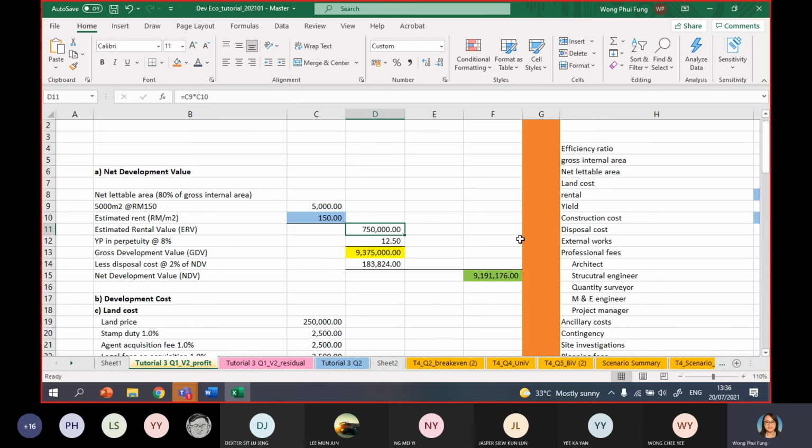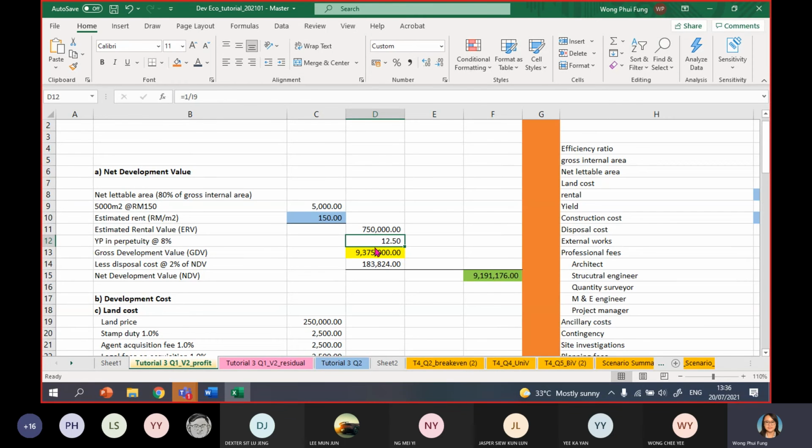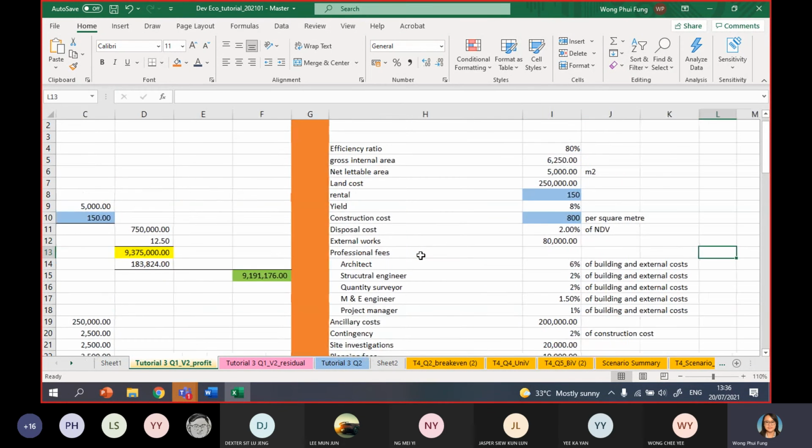So for this one, you just use the formula, C9 times C10. And another one is like YP in perpetuity, which is 100 divided by 8%. So here, I will link to the other side. I didn't type the numbers, only the formula. So I use 1 divided by the 8% here.